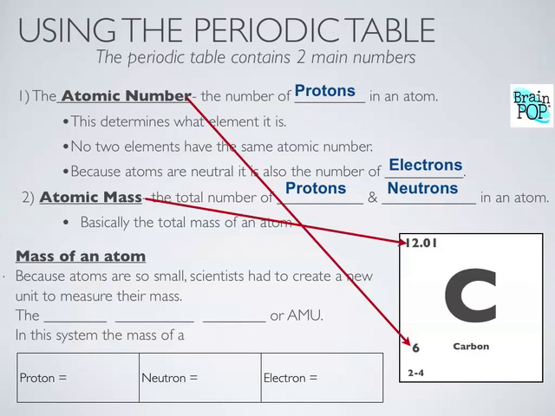So if we look at carbon, carbon has 6 protons, we just said that. How many neutrons does it have? Yeah, it has 6. 12 minus the 6 protons, and there must be 6 neutrons. So it basically gives you the mass of the atom.